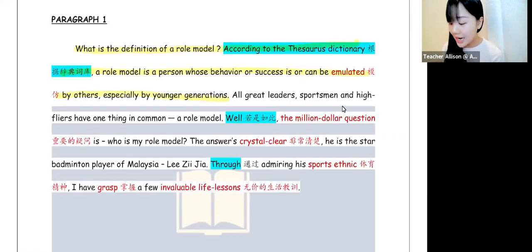So the yellow highlighted is basically my definition. And I'm giving you another elaboration to help expand your ideas. So if we were to give another example: all great leaders and also sportsmen and high flyers. A high flyer is basically a person who is very successful at what they're doing. Maybe you are a successful student, you are a high flyer. Maybe he is a successful swimmer, he is a successful doctor, she is a successful teacher. If you are good at what you do, we call that a high flyer.